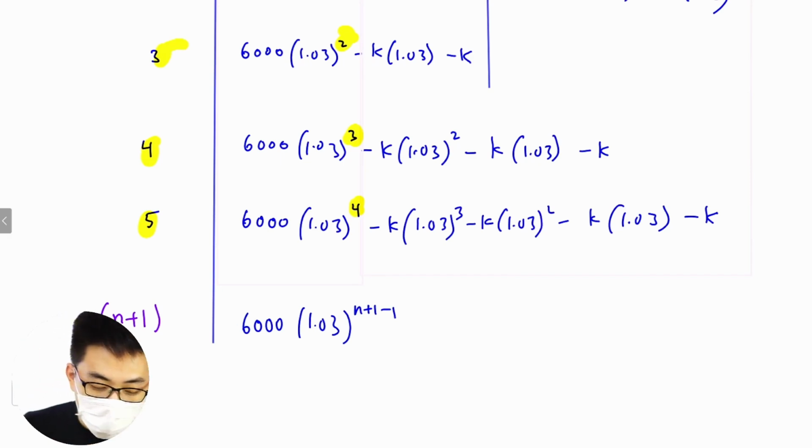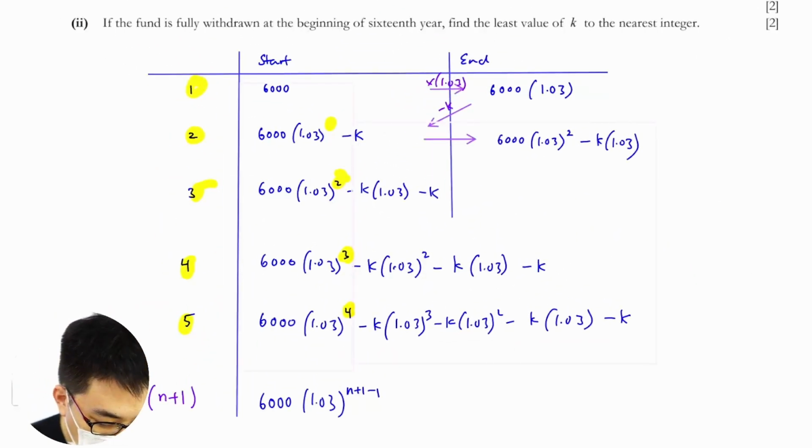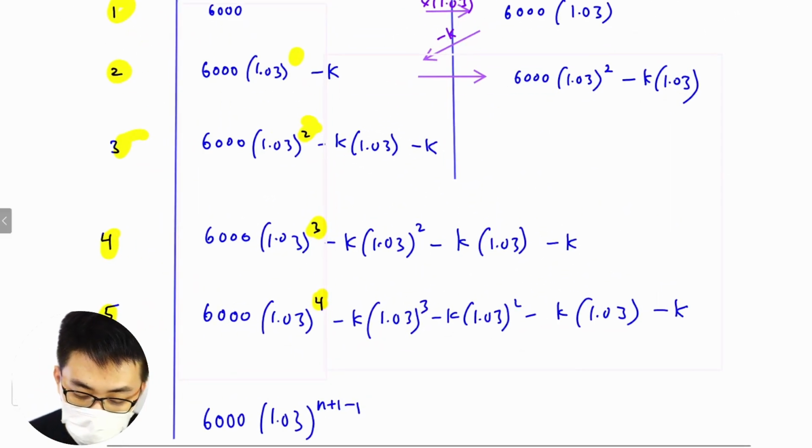Now the one behind here, what you do, these are the sum of a GP, right? The one behind is the sum of a GP.